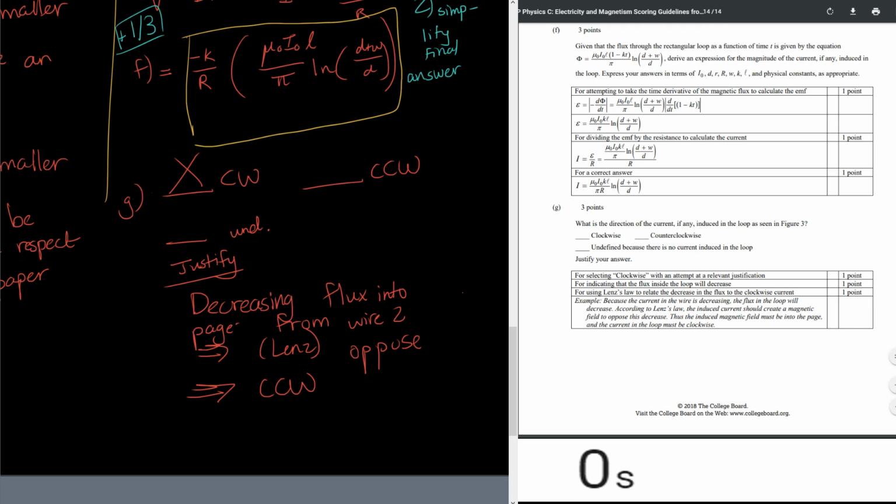Because the current in the wire is decreasing, the flux in the loop will decrease. Decreasing flux into page from wire 2. According to Lenz's law, the induced current should create a magnetic field to oppose this decrease. I agree. Thus, the induced current will be into the page, and the current in the loop must be clockwise.